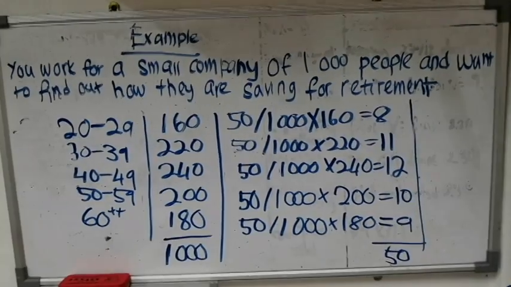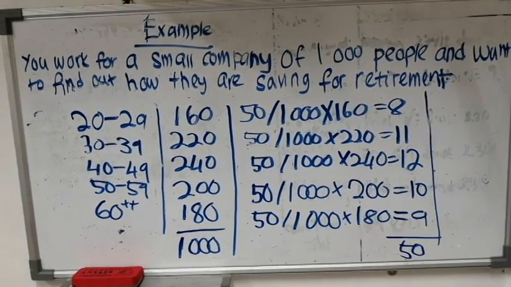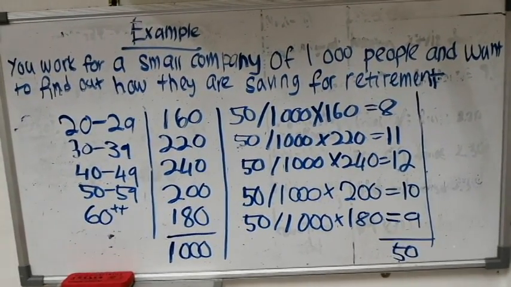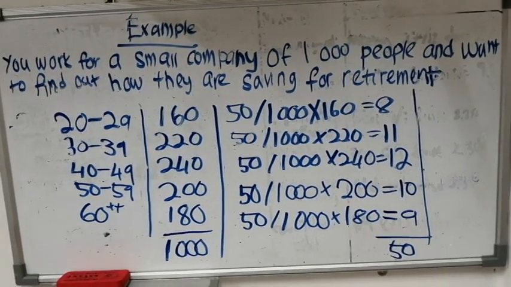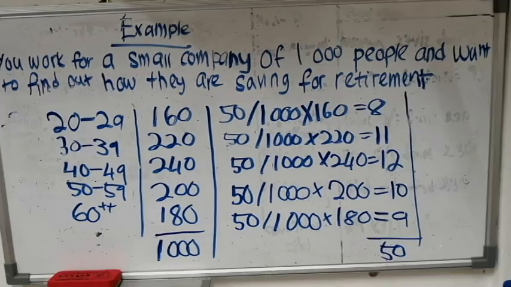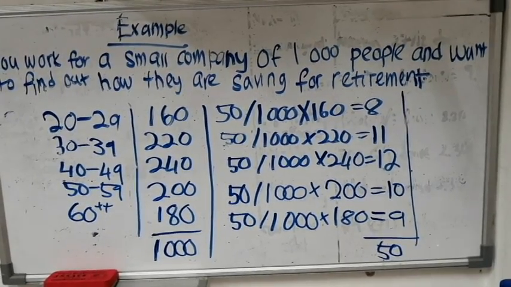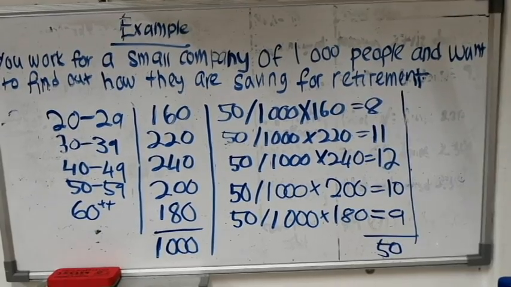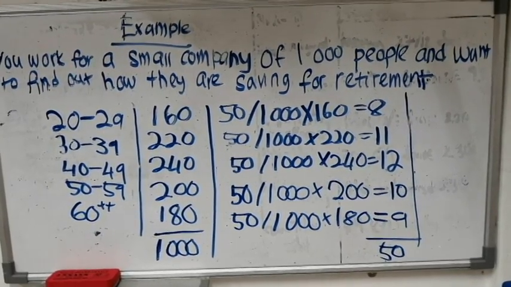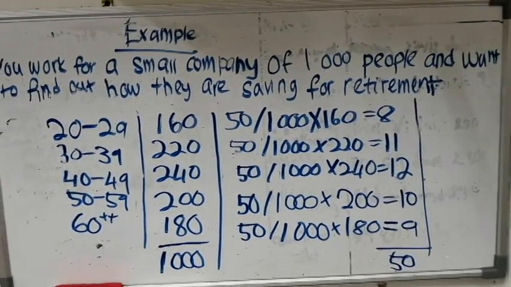Okay guys, let's continue to our lesson. This is an example of how to get a stratified random sample. You work for a small company of 1,000 people and want to find out how they are saving for retirement. First of all, I've divided them by their age, starting from 20 years old until 60 years old and above.